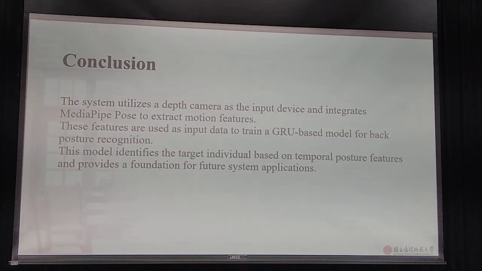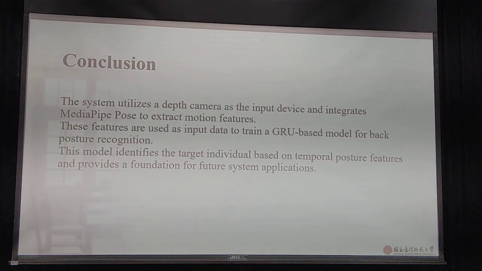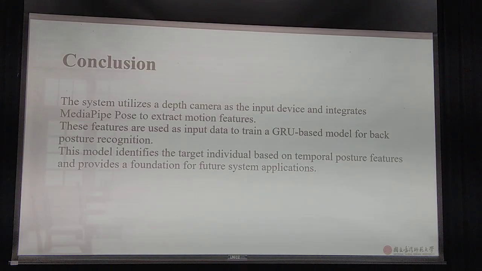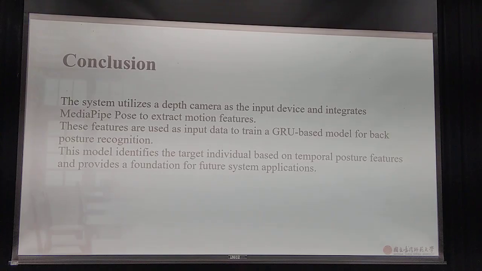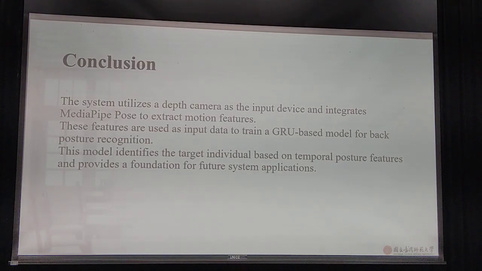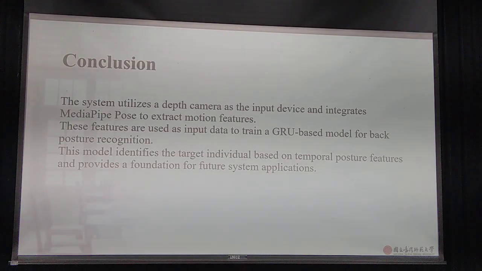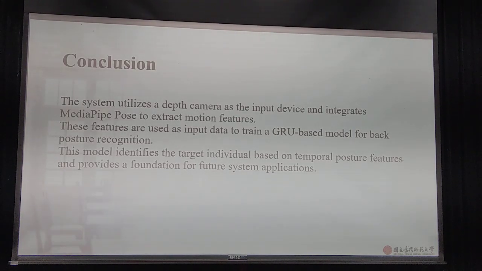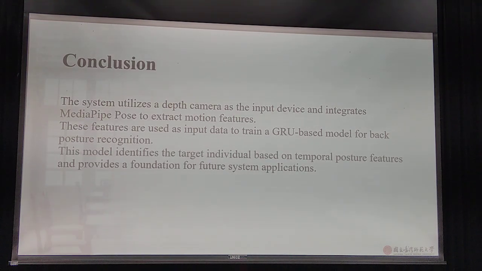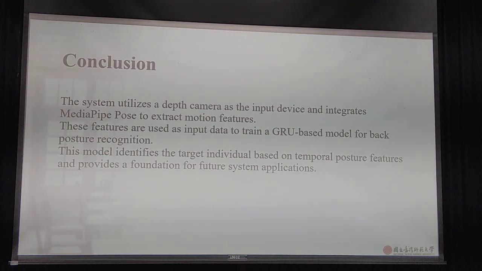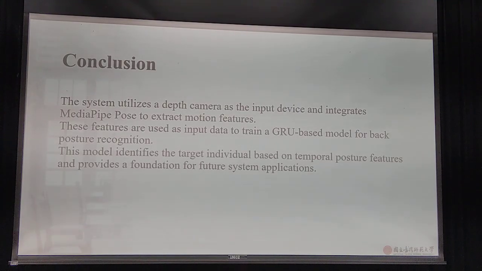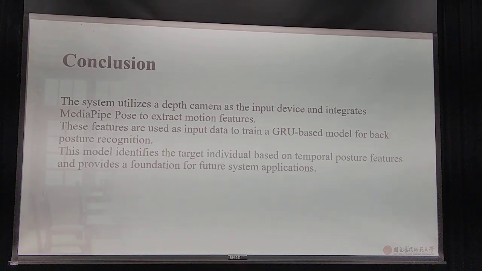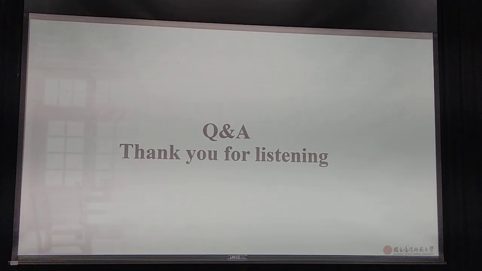This system uses a depth camera as the main input and integrates MediaPipe pose to extract motion features. Those features are used to train a GRU-based model from back posture. The experiment shows the model can identify the target person based on temporal posture features. Overall, this study demonstrates the potential of using a deep learning temporal model for human identification based on body posture. Thanks for everyone listening.